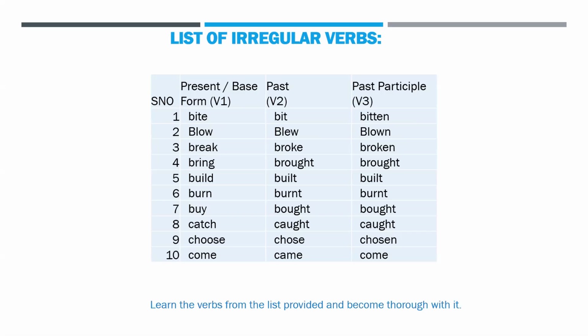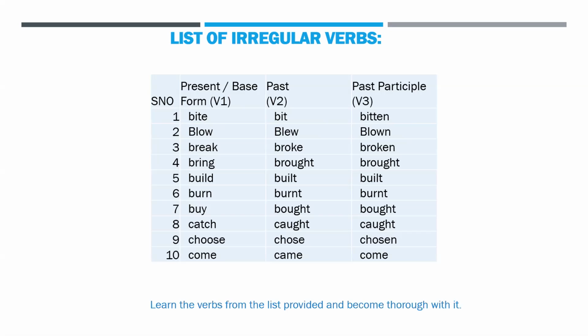Break, broke, and V3 is broken. Bring, brought, brought. V2 and V3 are the same here. Build also: BUILD is the present and BUILT is the past, and the past participle is also the same. In the same way, you have send, that is the present form, and sent, past as well as past participle. Then burn, burnt, and burnt. Buy, bought, bought, same again. There's no change in V2 and V3, they're the same.